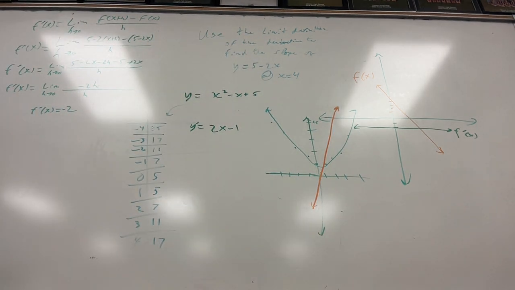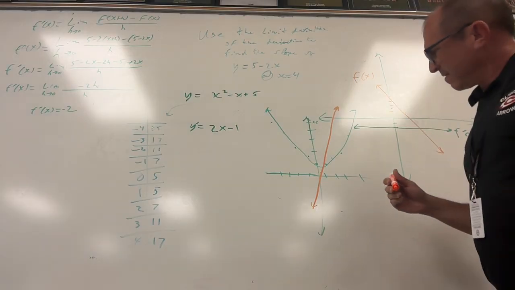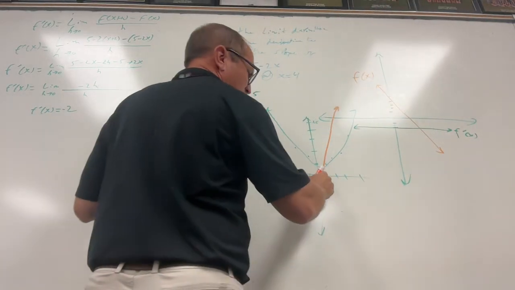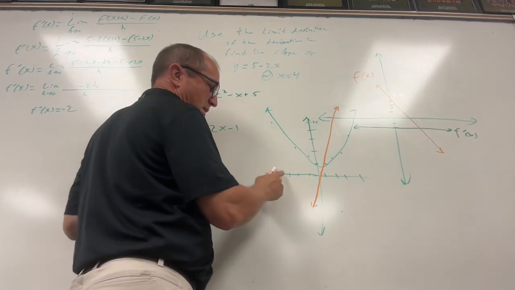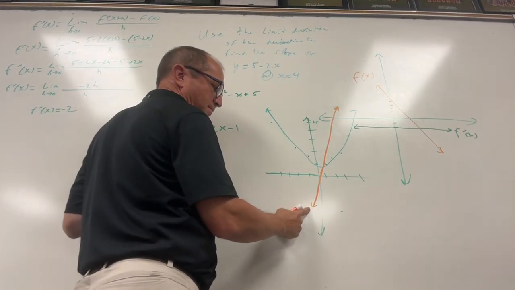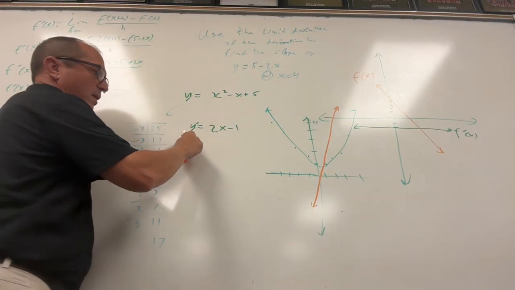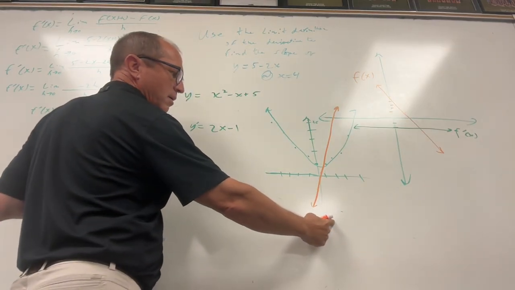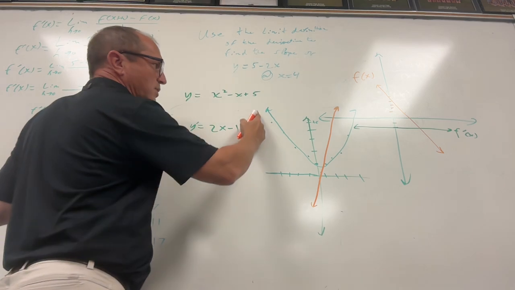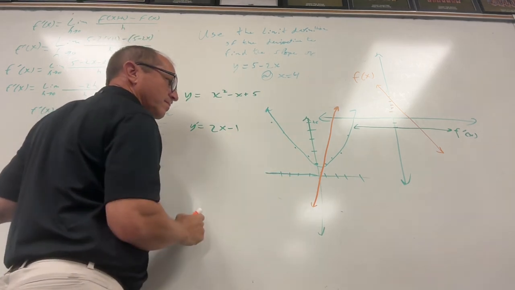Now, this is what I want you to take note of. Everything where this orange line is below the x-axis represents a negative value for the orange line, right? And what does the orange line represent? The derivative. So any negative y value for my derivative is saying that the original function would be decreasing there. And it is.